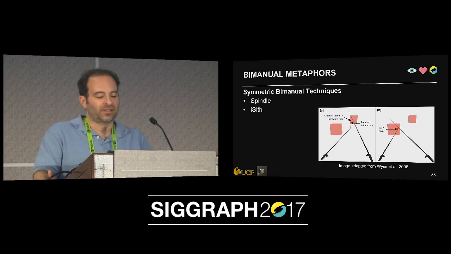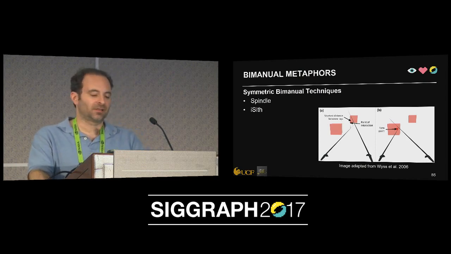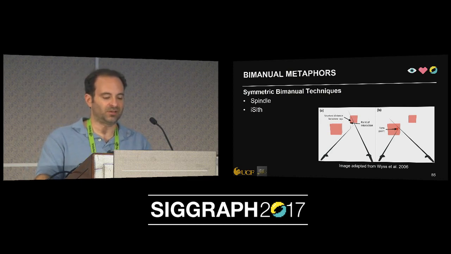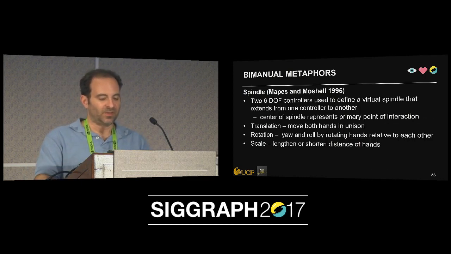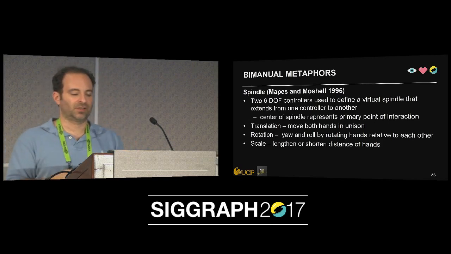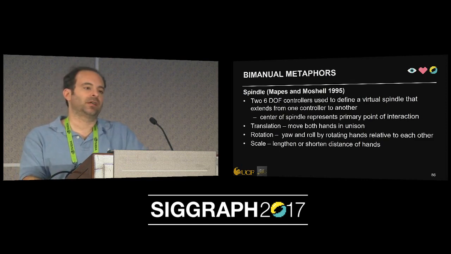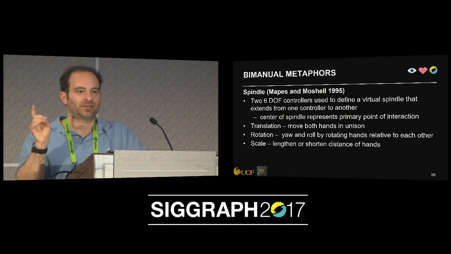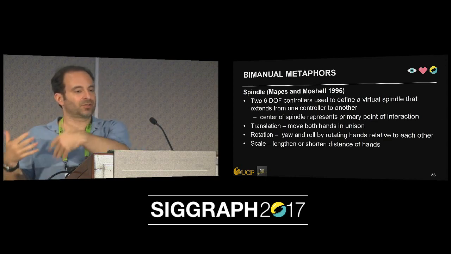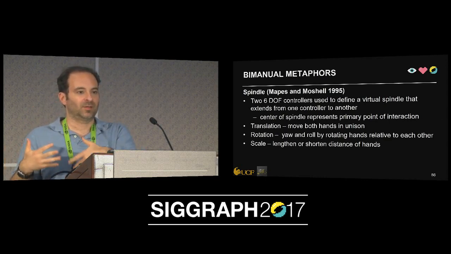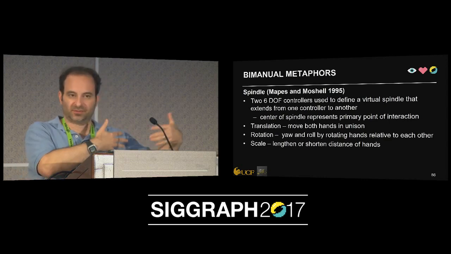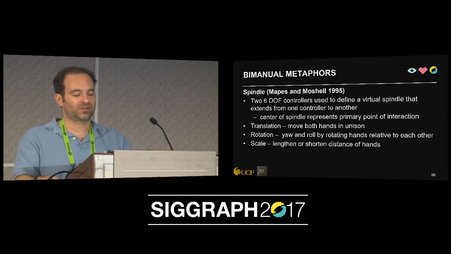One category is the symmetric bimanual techniques, and the two that we'll talk about are spindle and isith. The spindle technique has a very interesting history. It was first developed by Mapes and Michel in 1995, and happens to be a technique that is used in the Make VR application that Jason talked about. The previous version of that application was developed in part by the people who developed this technique. So there's a long history of this technique.